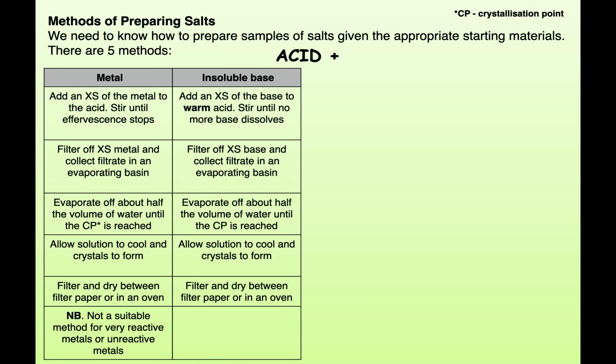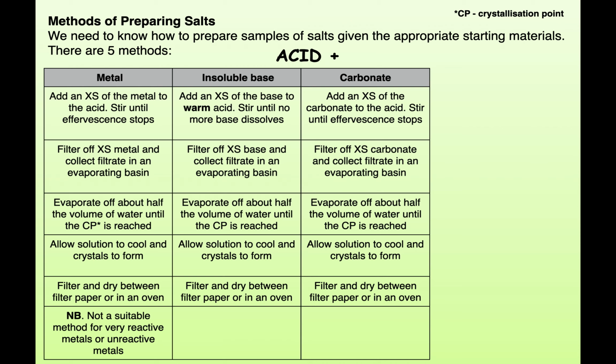Next one, acid plus insoluble base, typically a metal oxide. So a similar kind of process, we add an excess of the base to warm acid this time because this reaction is quite slow at room temperature. We stir it and we keep adding the base until no more base dissolves. So we'll see the solid floating or sinking, but we'll see the solid present in the liquid mixture. Then we filter off the excess base, we collect the filtrate in an evaporating basin, and then we follow the same procedure as before, as you can see.